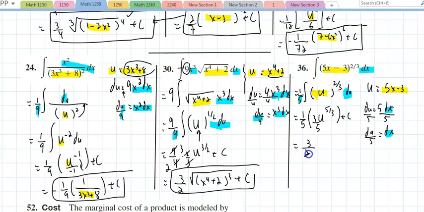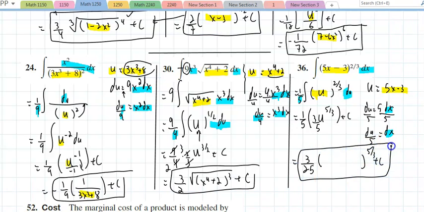Wouldn't that be 3 over 25 times u? u is 5x minus 3. The rule of thumb is if you start the problem with a radical, you want to write the answer as a radical. If you start the problem with a power function, you write the answer in a power function. To me, I don't mind either way. No matter how you write this, I'll accept it.